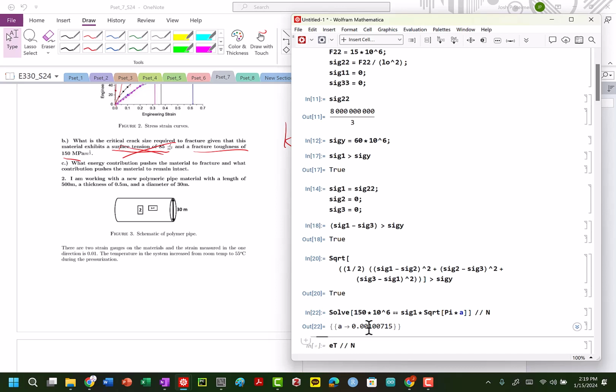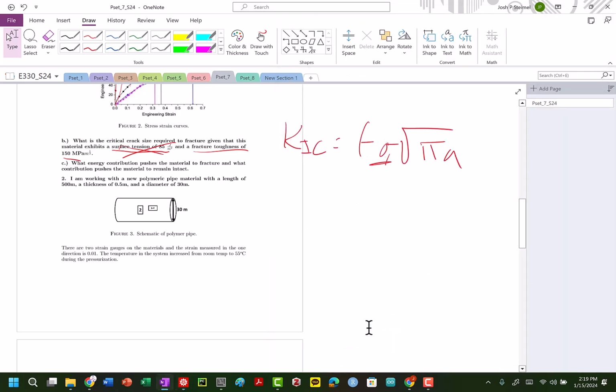What energy contribution pushes the material to fracture? So to fracture, it wants to relieve elastic strain energy in my bonds. To remain intact, I don't want to pay that penalty in creating surface area.